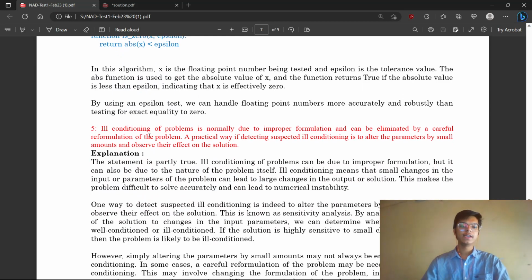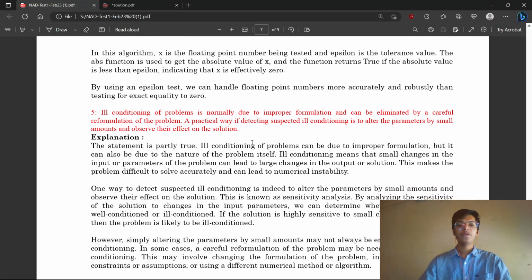Now the fifth one is: ill conditioning of problems is normally due to improper formulation and can be eliminated by careful reformulation of the problem. A practical way of detecting suspected ill conditioning is to alter the parameters by a small amount and observe their effect on the solution. So yeah, this statement is only partly true, because ill conditioning of a problem can be due to improper formulation, but it can also be due to the nature of the problem itself.